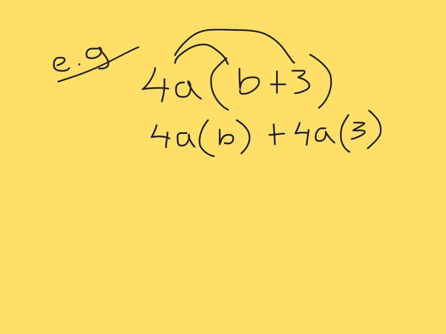Then what we get is 4ab, because remember those two variables are very different, so when we multiply them we just put them beside each other. And 4a by 3, well, we can multiply 4 by 3 to give me 12a. And that's all.